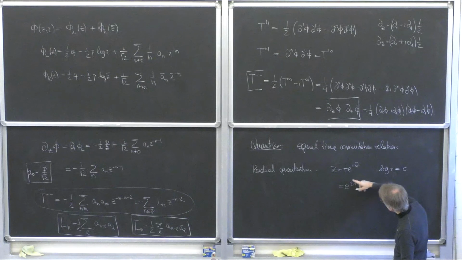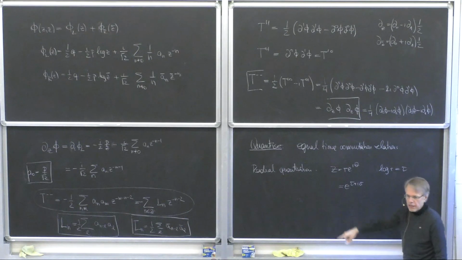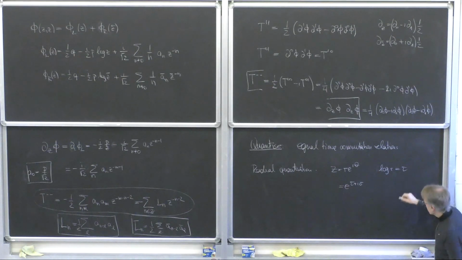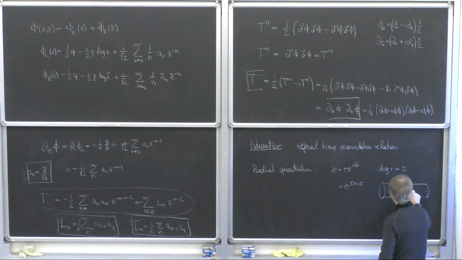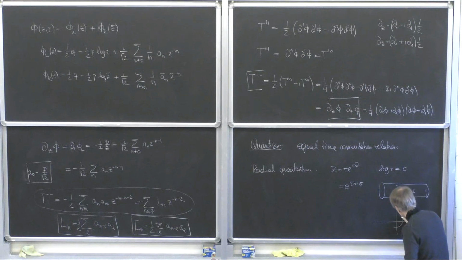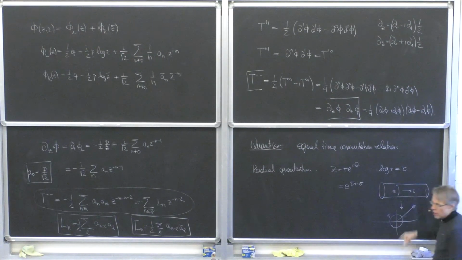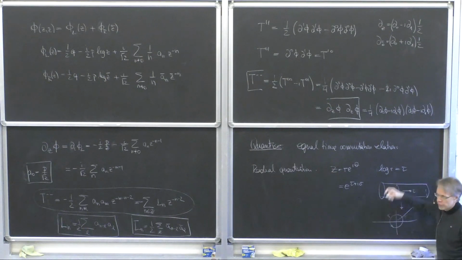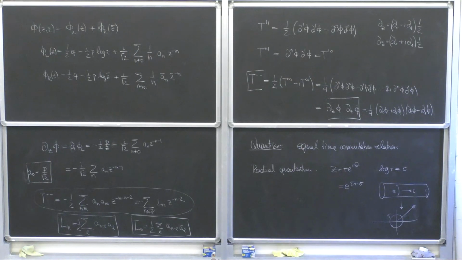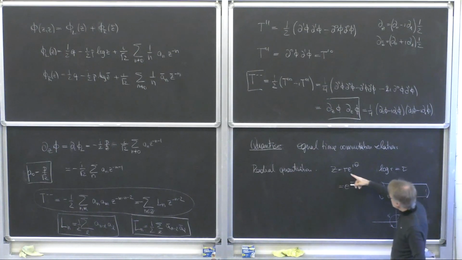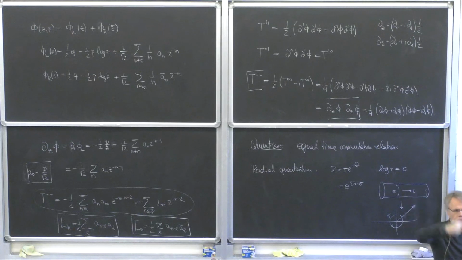You have a map from the cylinder into the complex plane. The tau direction of the cylinder is this, the sigma direction of the cylinder is this, and you map this to the complex plane so that sigma goes around like that, and tau goes like that, or rather, log r is tau. So the infinite past will be the origin, the infinite future will be out at infinity. And equal time will mean equal distance from the origin.